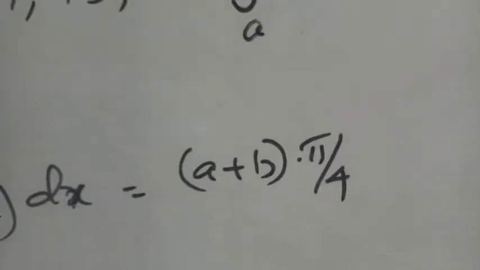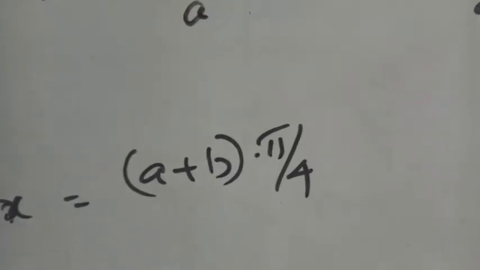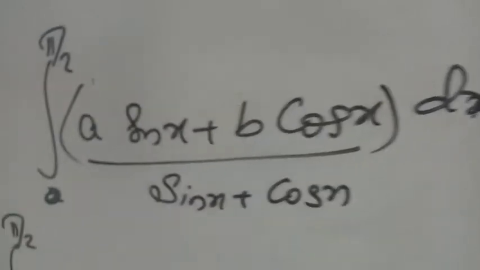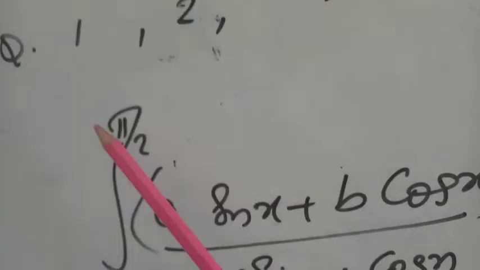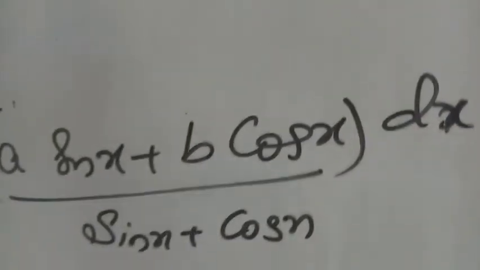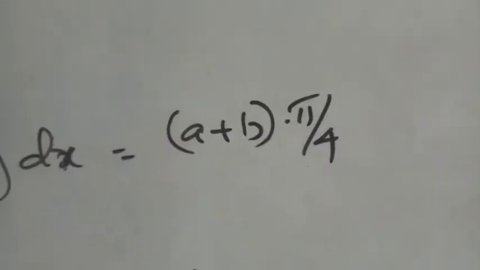The previous one was upper limit minus lower limit divided by 2, and here the concept is that the constant value a plus b, along with that, is multiplied by upper limit minus lower limit divided by 2. Generally it is a plus b into upper limit minus lower limit divided by 2, and I wrote this one as a plus b into pi by 4 here.